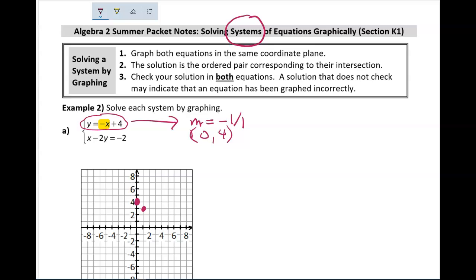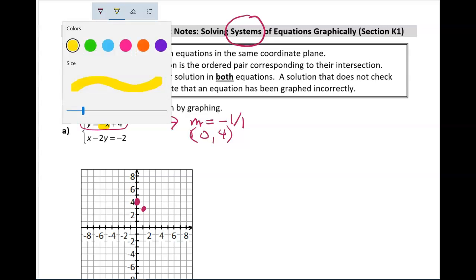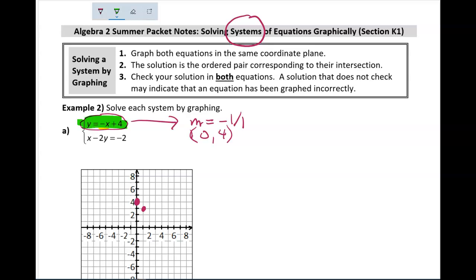1. And this other point, which is 1, 3, is another solution because in this equation right here, I'll highlight the equation we're working with, if you replace x with 1, negative 1 plus 4 is 3. So that solution works in that equation. The trick is to find the solution that works in both equations. And to do that, we're going to graph each line. So I'm going to finish graphing this one line right here.